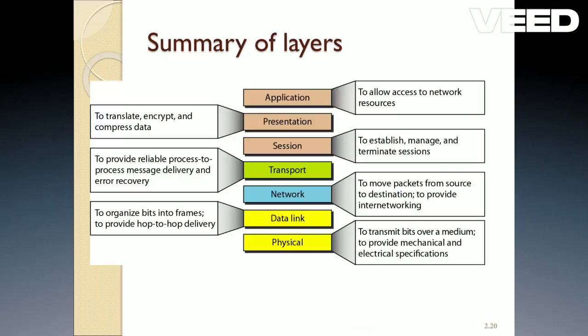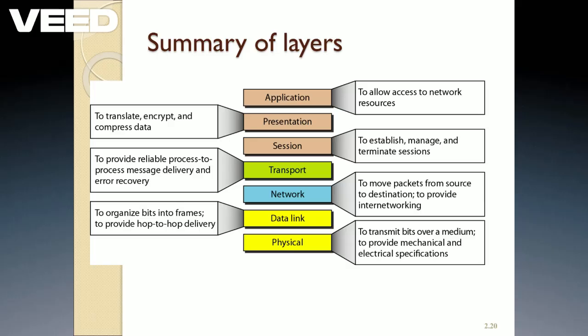These are the summary of layers. Physical layer is responsible for transmission of bits. Data link layer is responsible for transferring frames. And network layer is responsible for transferring packets. Transport layer is responsible for transferring messages from one process to the next process. And then session layer is mainly used for session control and synchronization. Presentation layer is mainly used for translation, encryption, and compression. Application layer provides services to the user.